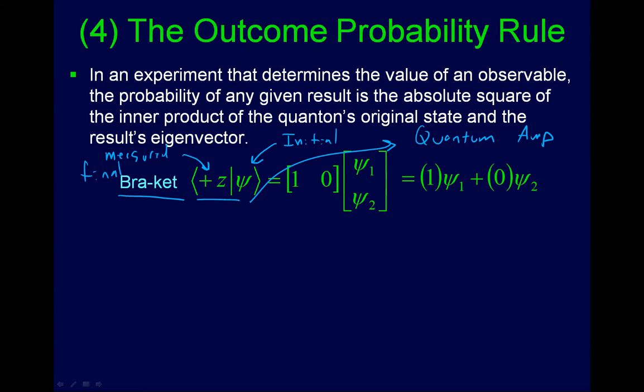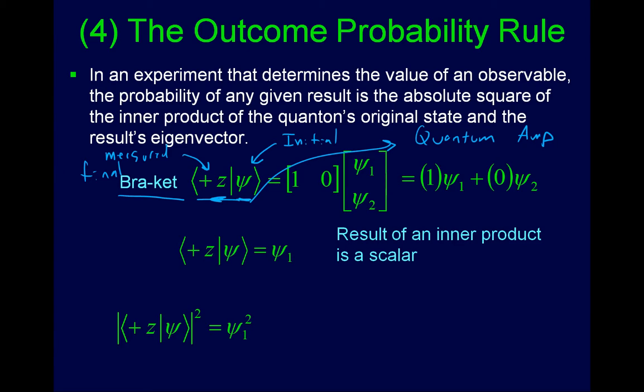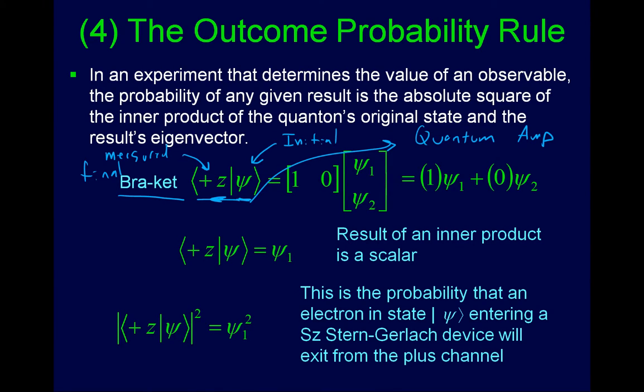And the way that it works is this is your initial, this is your final, and so we're going to take this and we're going to then square it, take the absolute square, and so this is the probability that an electron in this state psi that goes through an SZ Stern-Gerlach device will exit from the positive channel. So this thing right here ends up being that probability. And of course you could do this for the negative z to find the other probability.